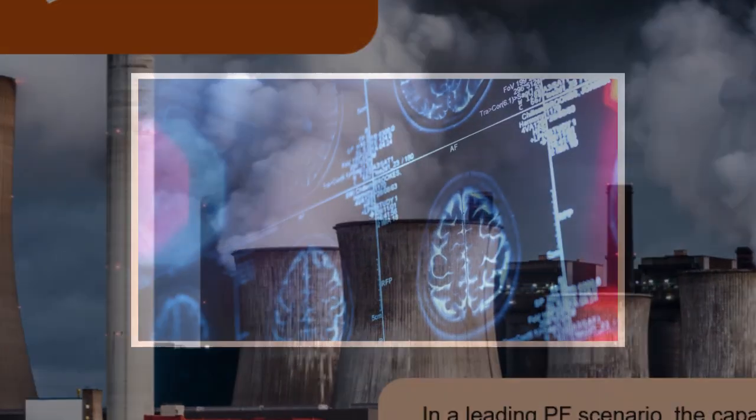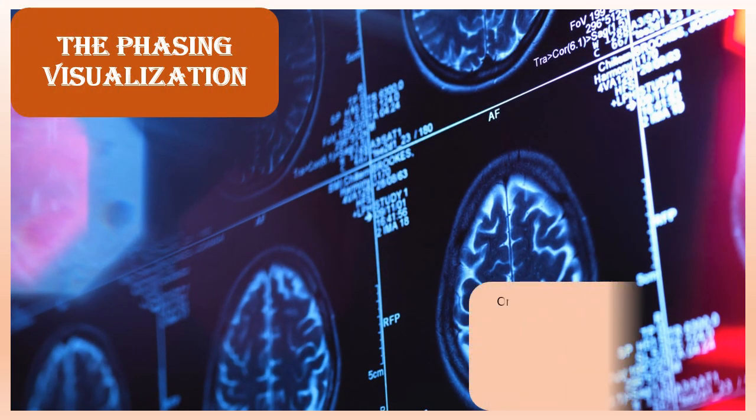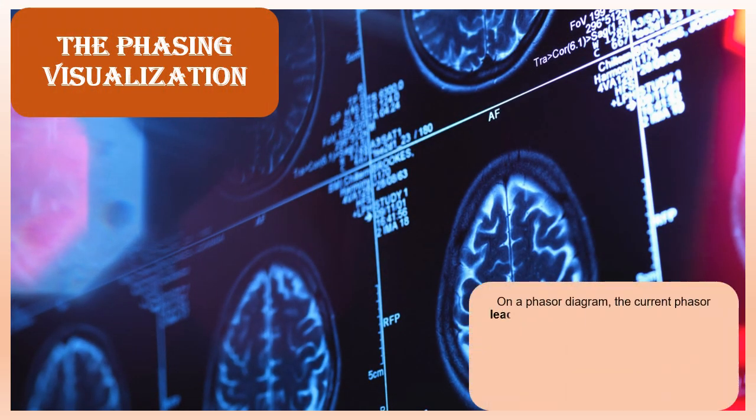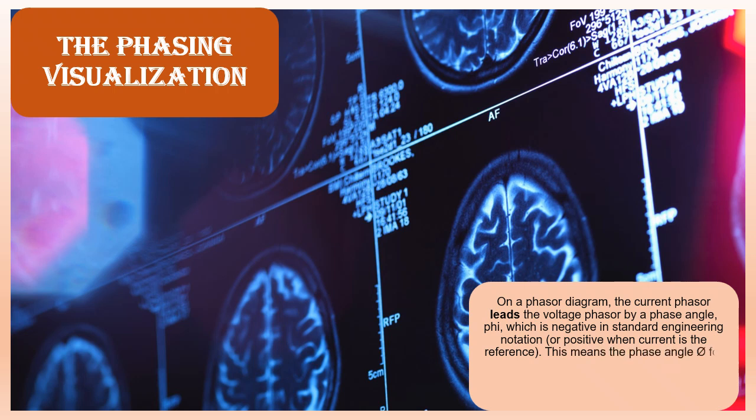The phasing visualization. On a phasor diagram, the current phasor leads the voltage phasor by a phase angle, phi, which is negative in standard engineering notation, or positive when current is the reference. This means the phase angle for a leading PF falls between 0 and 90, or 0 to 90 when the sign is used to denote leading or lagging.